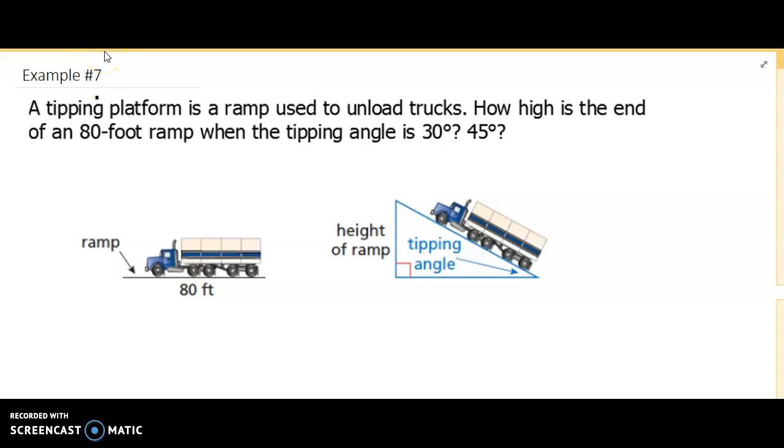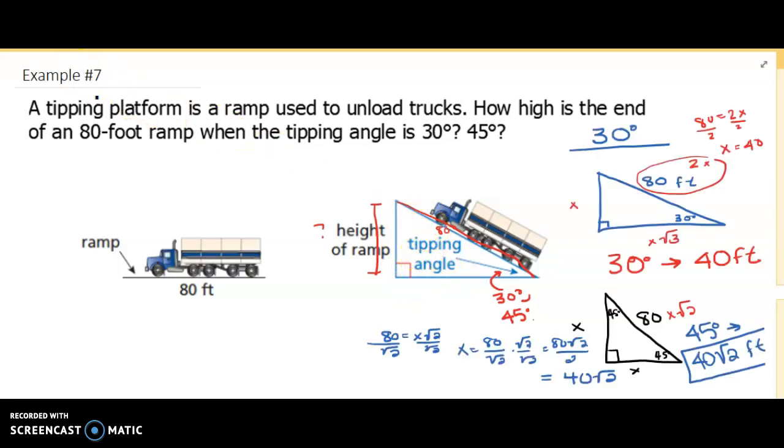All right, so example 7 says a tipping platform is a ramp used to unload trucks. How high is the end of an 80-foot ramp when the tipping angle is 30 degrees and 45 degrees? So we're going to play with this. If this is 80 feet, how high is this when this here is 30 degrees and then when it's 45 degrees? I want you to go ahead and try to do both of these to figure out how high it has to go, and then we'll go over it.